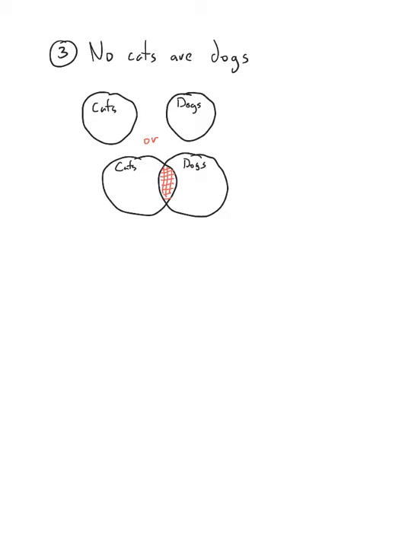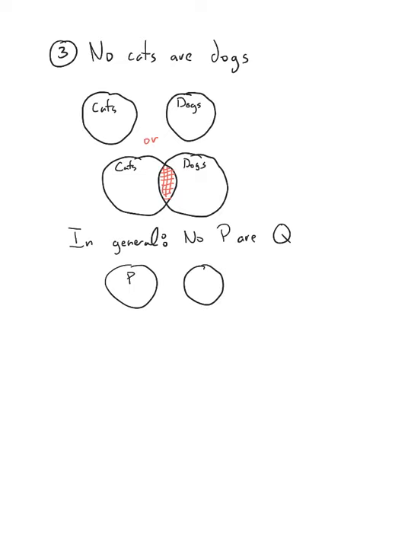And I guess in general, if you have no P or Q, then here's everything that is P. Here's everything that is Q. All right.